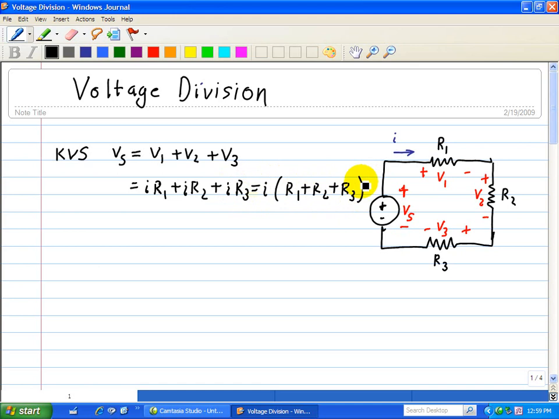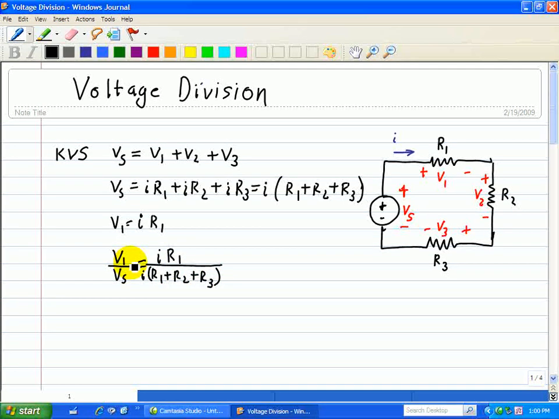Now the voltage division is used when we want to find the voltages across various elements here. So we note here that V1 is simply I R1. If you note this equation here, V1, and this one with Vs, we can use these two equations and get a relationship as follows. V1 divided by Vs is equal to I R1 divided by I times (R1 plus R2 plus R3), the sum of these resistances. We note that the I's cancel, and that yields R1 over R1 plus R2 plus R3.